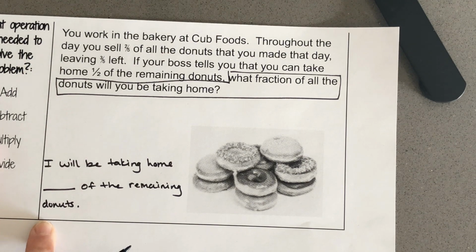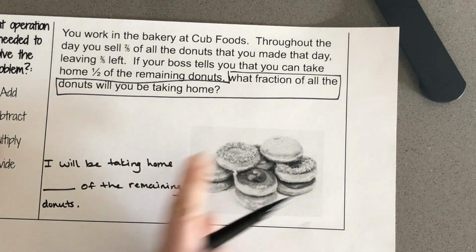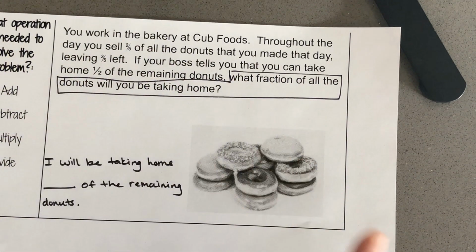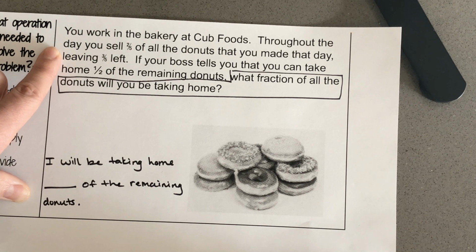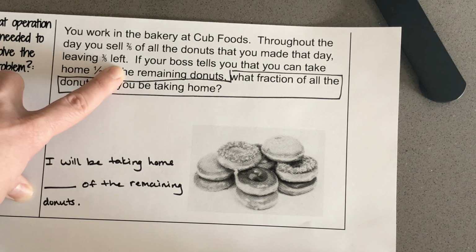Next, I'm going to look for keywords or phrases. I am trying to figure out what fraction of the remaining donuts I get to take home. So you work in the bakery at Cub Foods. Nothing there. Throughout the day, you sell 2/5 of all the donuts that you made that day, leaving 3/5 left.